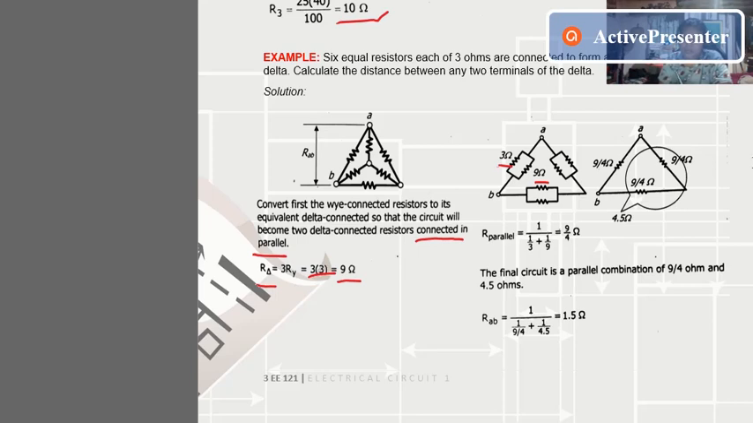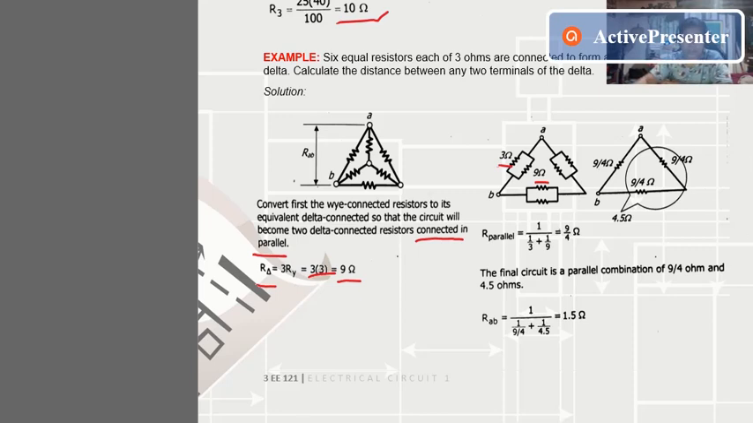So we have here, so duha 9. So the final circuit is parallel of 9/4 and 4.5 ohms. So parallel ra na siya. Kani di ba? Parallel ang atuang 9/4. So ang answer ana is 4.5 since 4.5 is also parallel sa atuang 9/4.